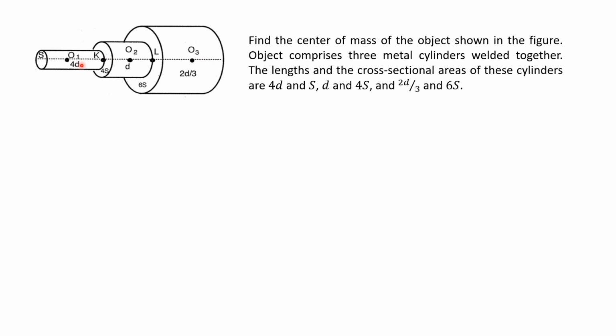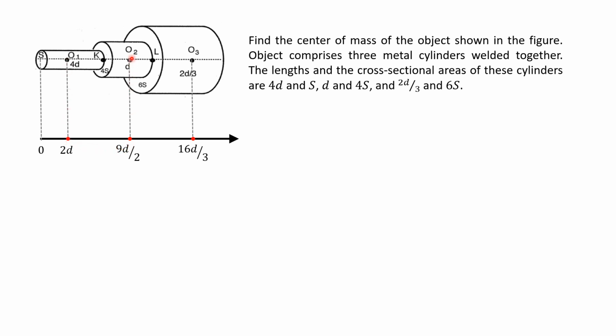Now, what about the lateral position? How are we going to calculate this? Well, let's first identify what those lateral positions are. Let's set this point to be 0. The center of this cylinder is at 2D, and we all know that the center of a cylinder or rod is right at its middle point. So 2D is the center of mass of cylinder 1.